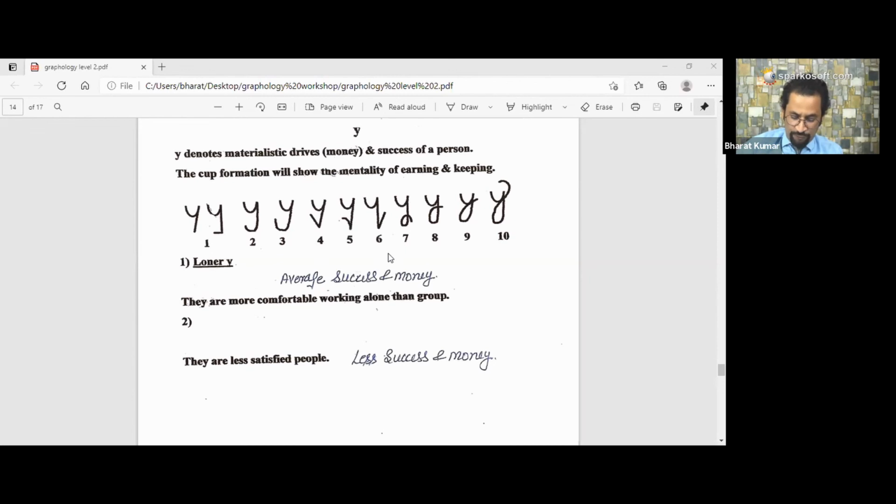Sixth kind of Y. Actually, this is about the stress of future, meaning they are aggressive. They don't want to listen more. They are aggressive. Seventh, there is a very low, upper cup is proper, lower loop is damaged, closed, and back folded.